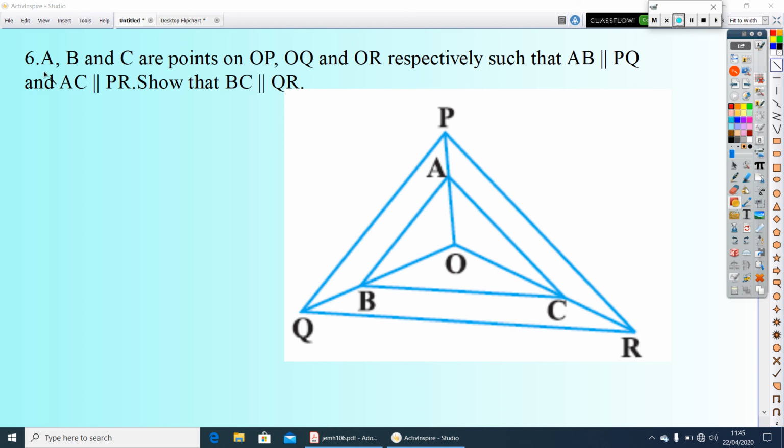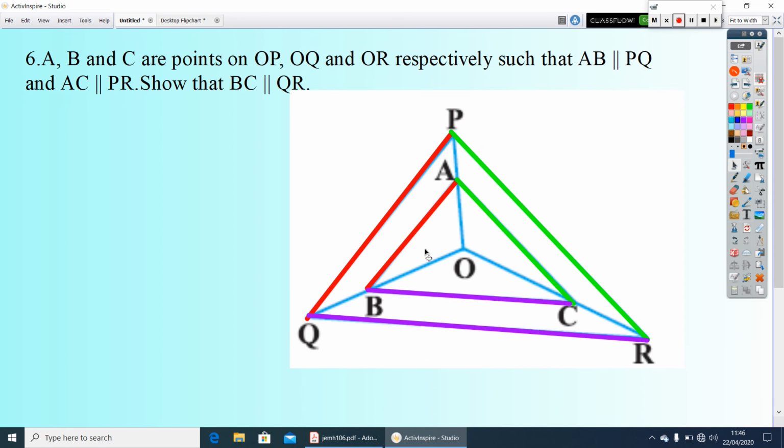This is question number 6 of the textbook. A, B, C are points on OP, OQ and OR respectively. Here it is given that AB is parallel to PQ and AC is parallel to PR. Now you have to prove BC is parallel to QR. The same way you can do it here.